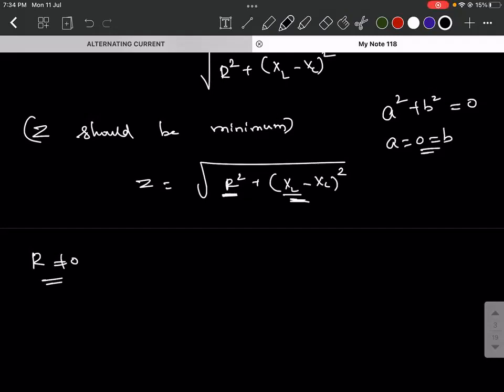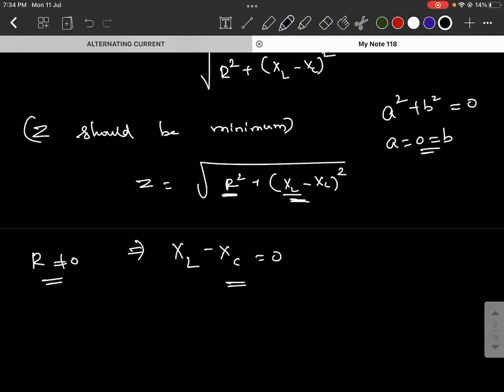Because for me to define impedance, I need to have a resistive element combined with a reactive element. Resistive elements are resistors. Reactive elements are inductor and capacitor. That is why they have something called capacitive reactance, and similarly inductive reactance. So those are reactive elements. Resistive elements and reactive elements put together define your impedance. So R obviously I cannot make 0, which implies XL minus XC can be 0.